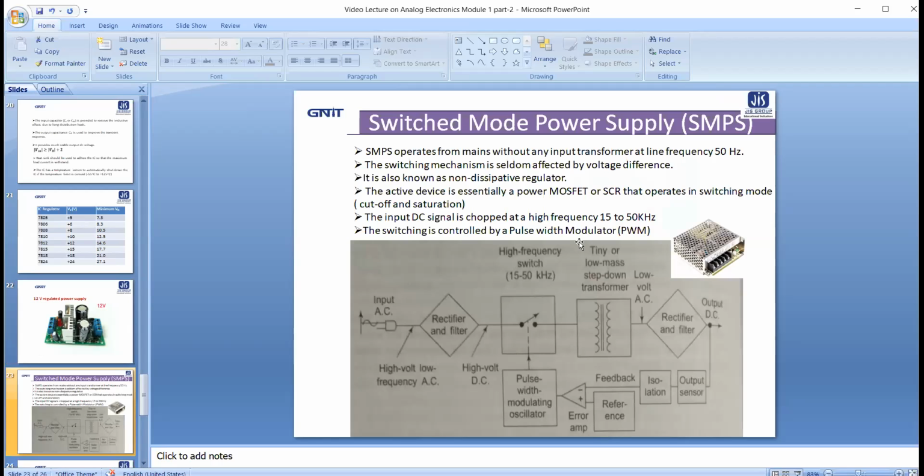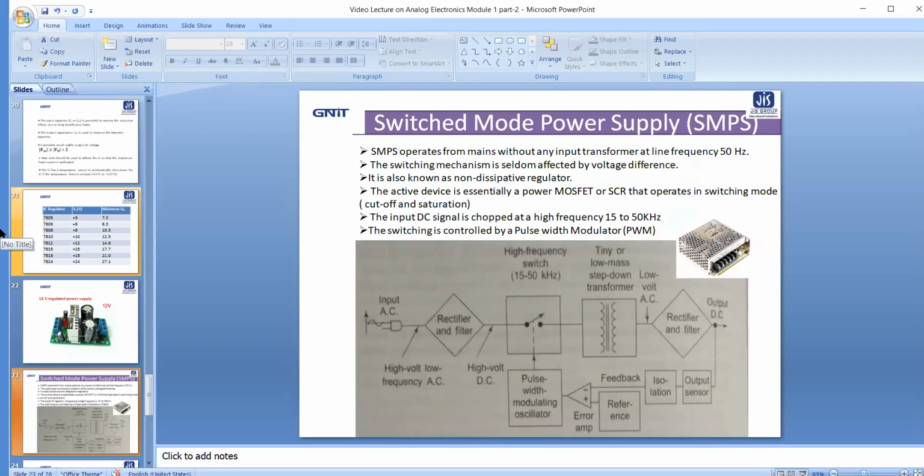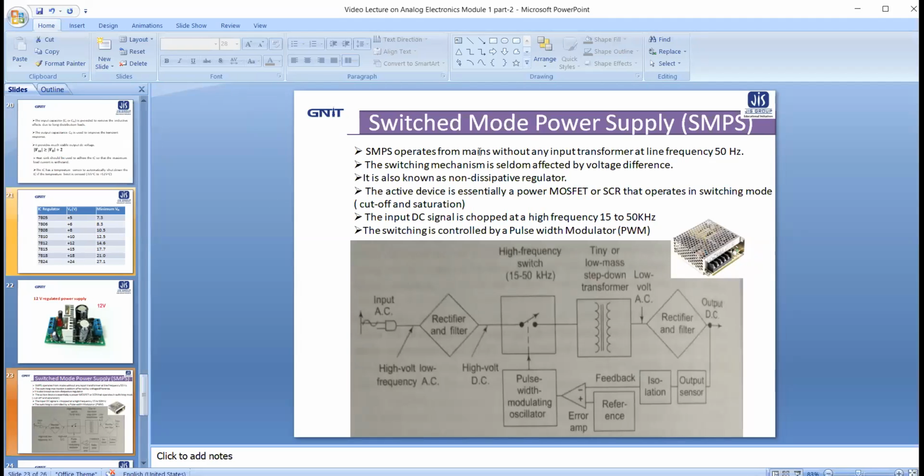Switch mode power supply, SMPS, basically utilizes circuits which operate at a very high frequency compared to the previous one. So SMPS operates without any input transformer. You will see that after the signal there is no transformer. Directly we are connecting a rectifier and filter. This rectifier and filter convert the large AC input to high voltage DC, and this DC signal is of 50 or 60 hertz.